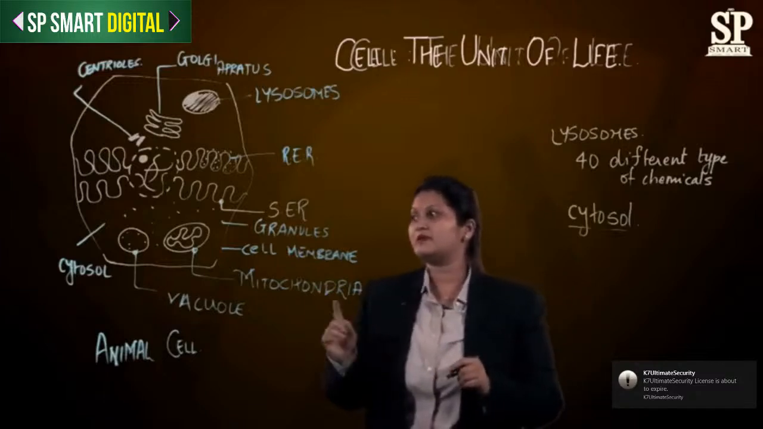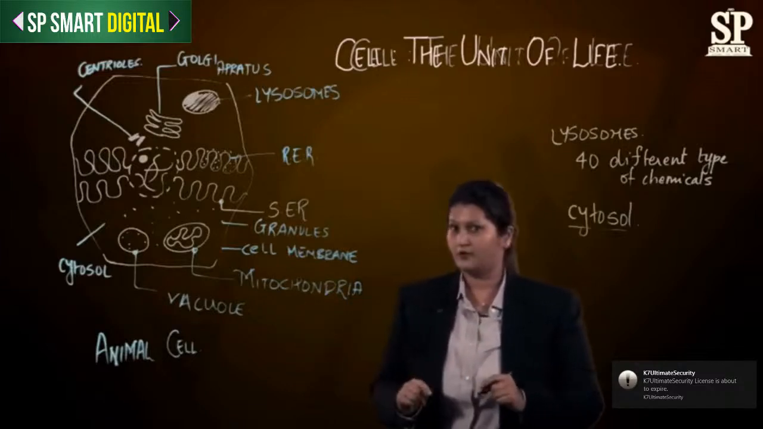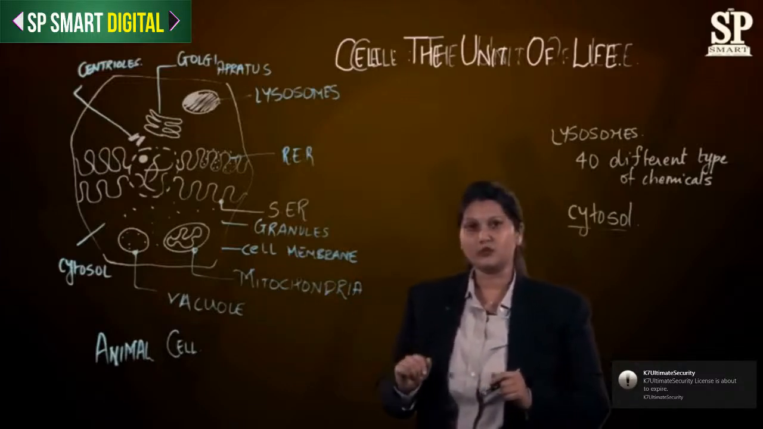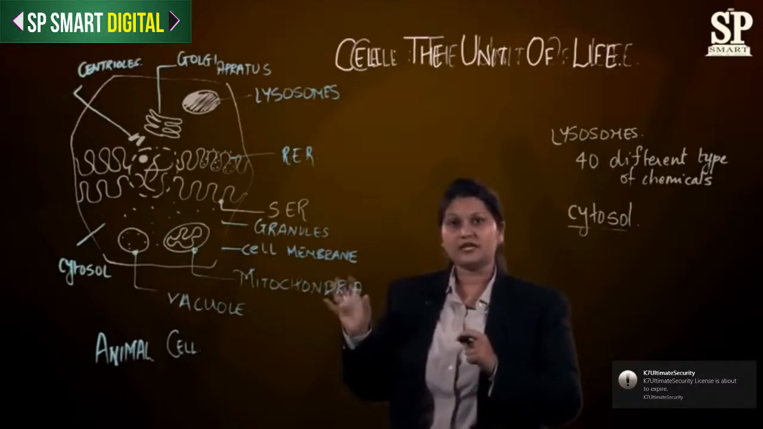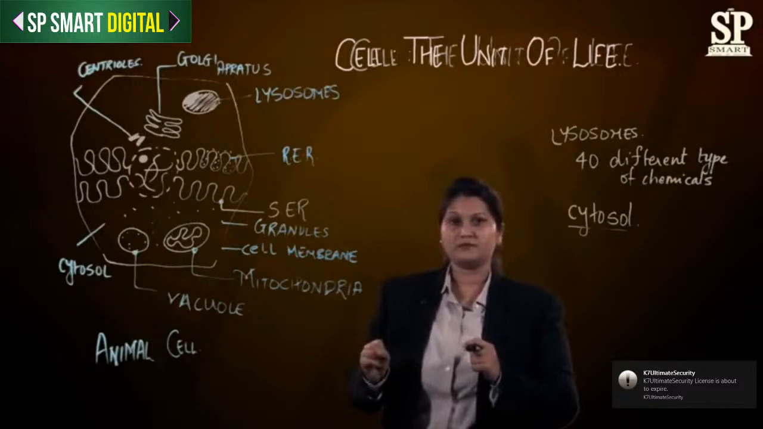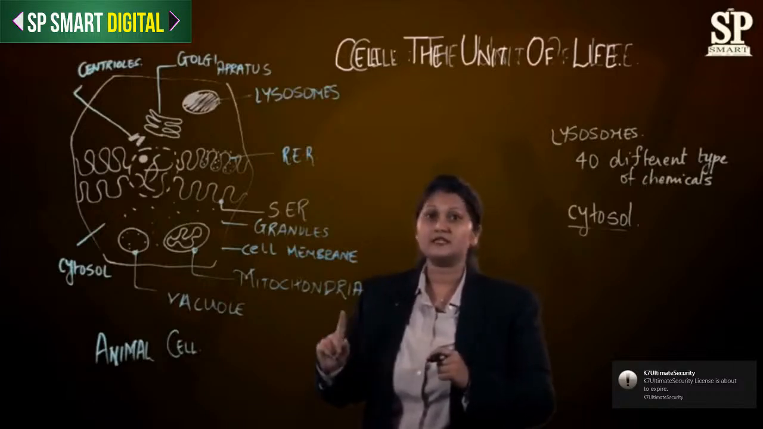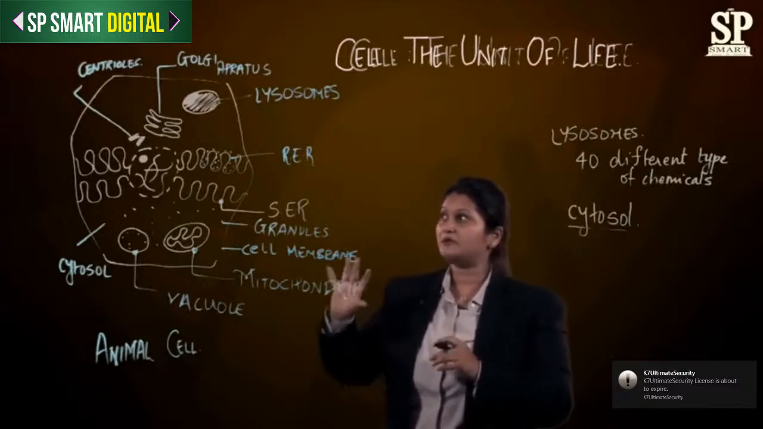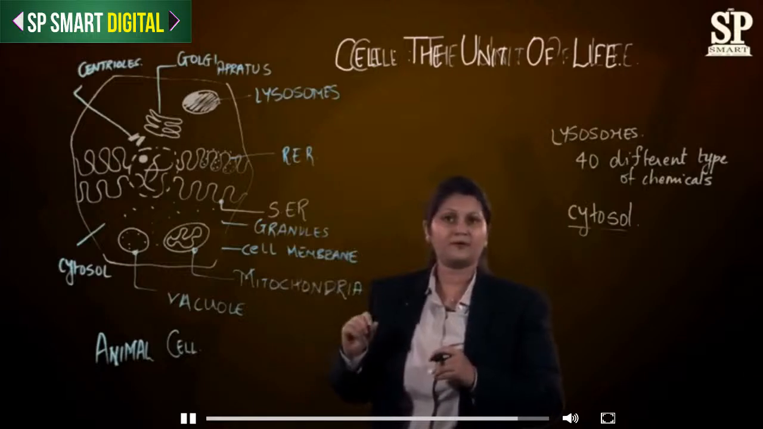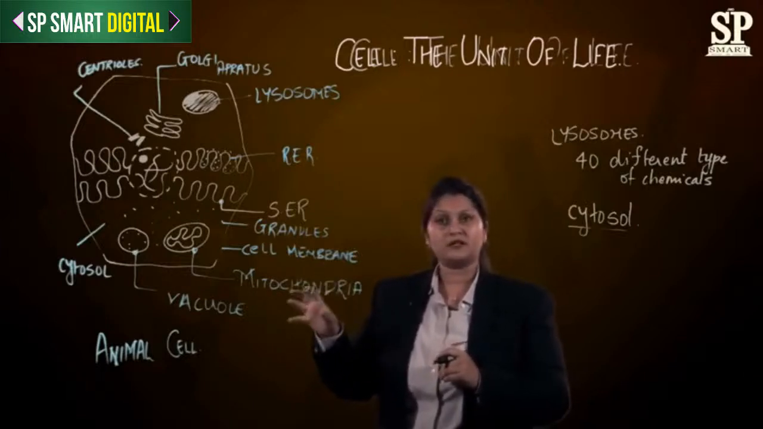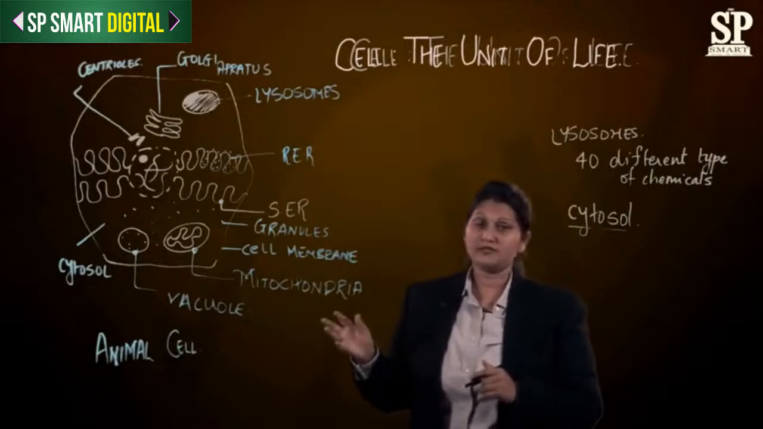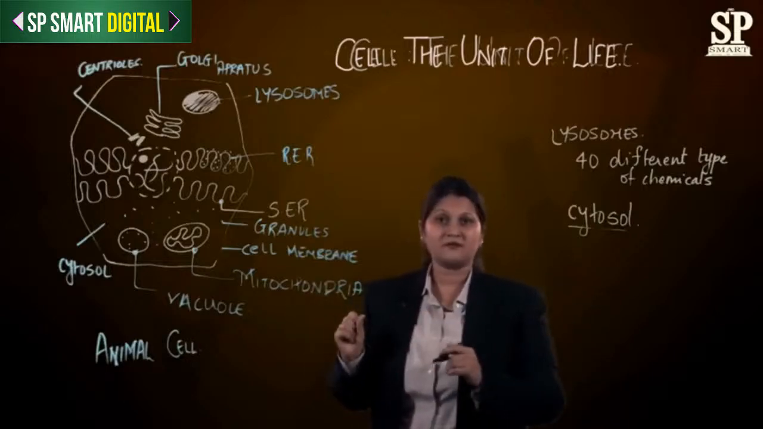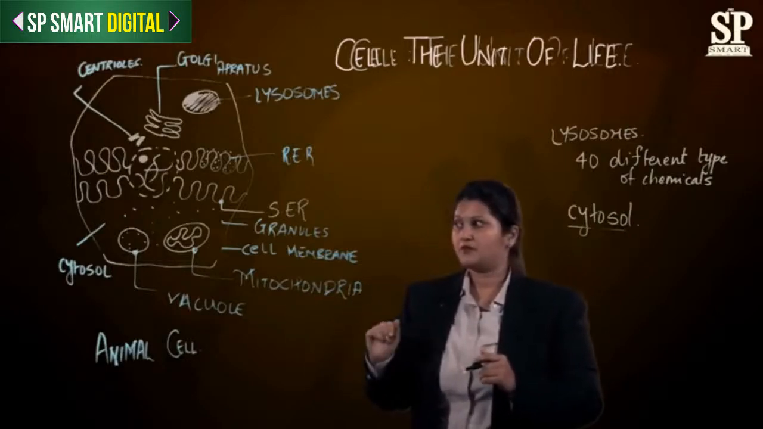The next part which we will be looking at is the vacuole. Now if you see, a vacuole is a cell organelle in an animal cell which is very small as compared to the one which we had seen in the plant cell. In plant cell, the major part of the cell was occupied by this cell organelle. But in an animal cell, it is a very small organelle. Also, in animal cells, it is a temporary vacuole. It is not a permanent vacuole.